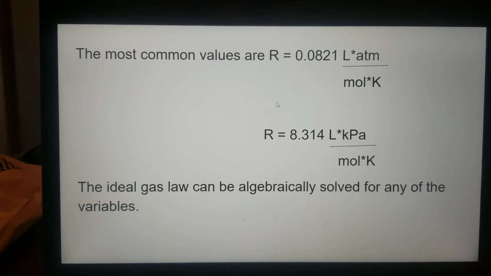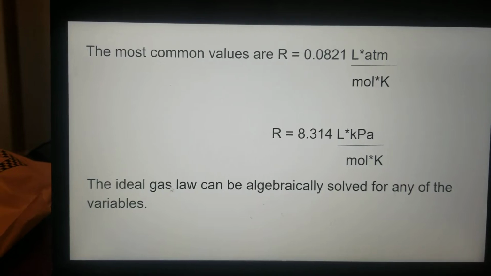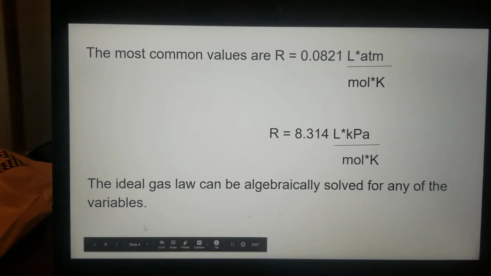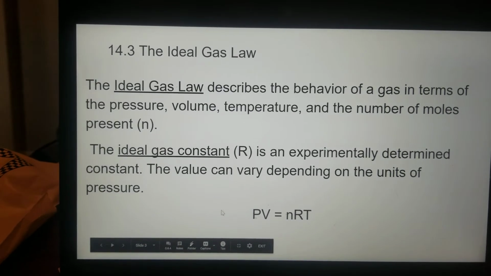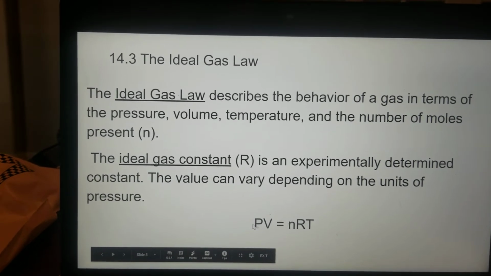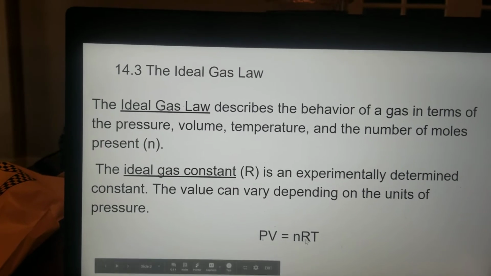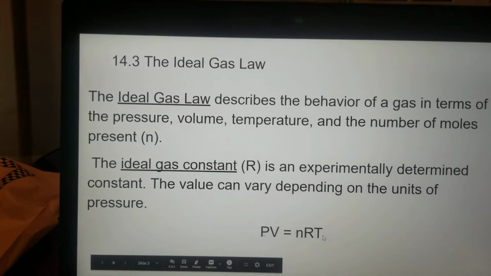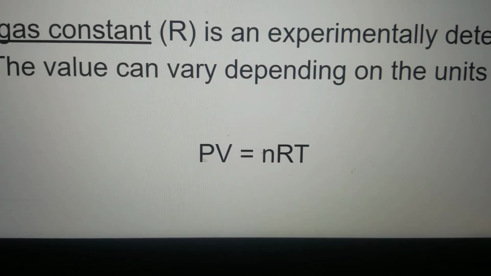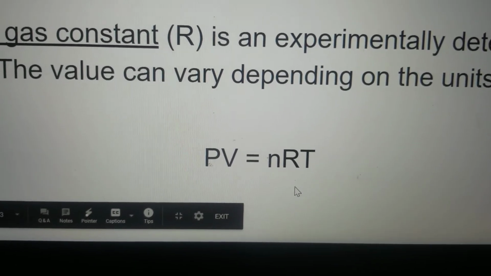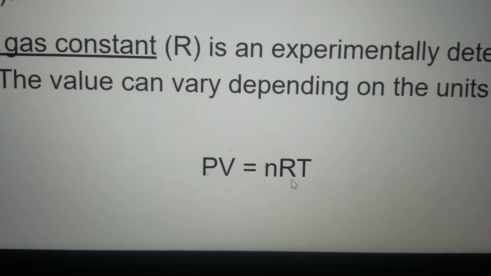And finally, you are going to be able to solve for any of the variables. Remember, how many variables do we have here now? We have P, V, N, and T. There's 4 different variables. R is the only one that's not a variable because R is a what? It's a constant. Okay, it's a constant.